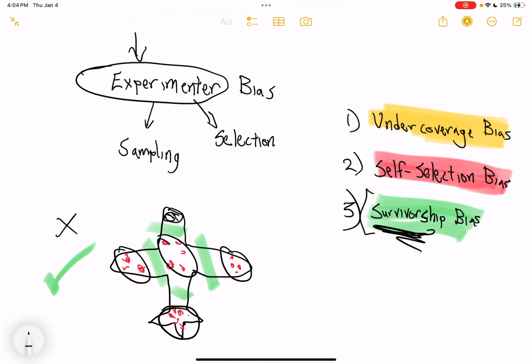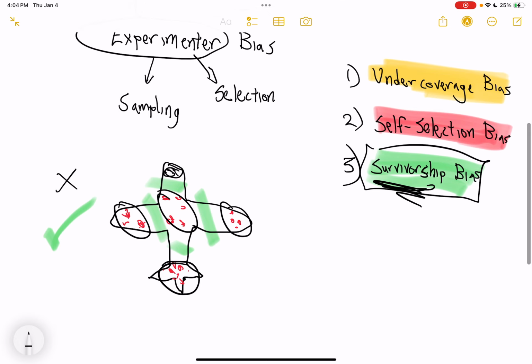So survivorship bias is anytime you look at results and your measured survey is only giving you the details for what you're looking for, and what you're looking for is too limited. There are other variables that are more important that actually give you the full story. So that's survivorship bias. Okay, you're halfway there.